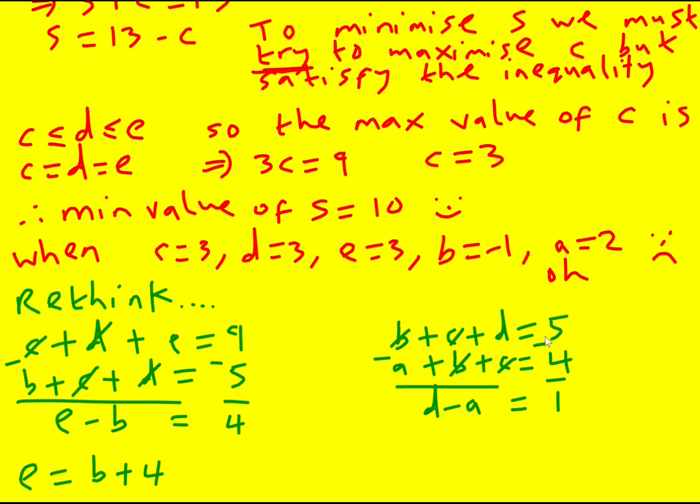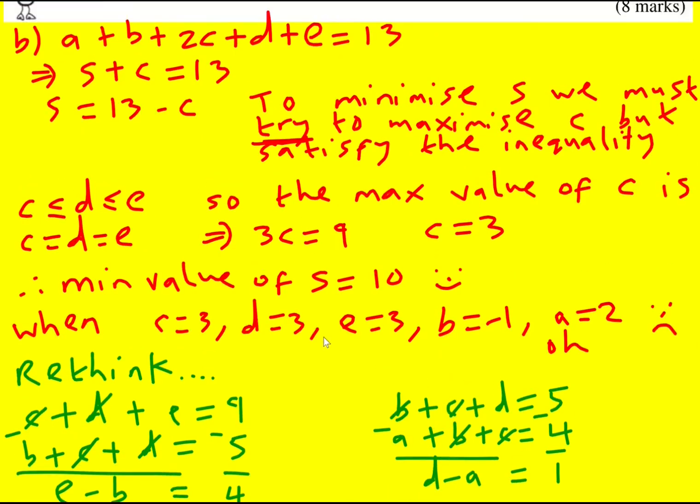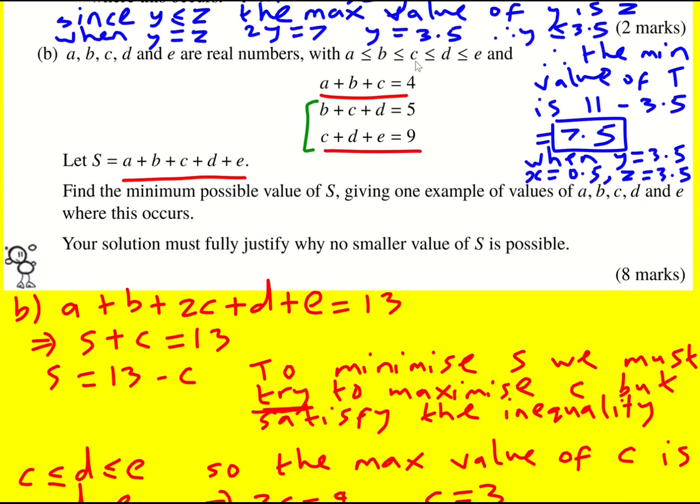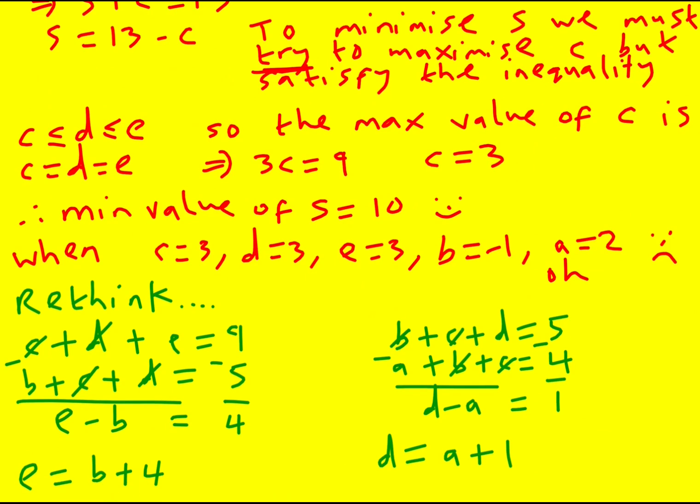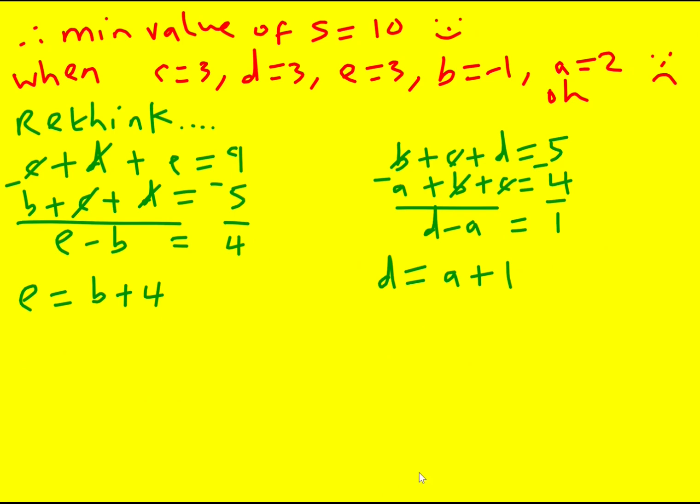Right, now this is interesting. That means that D is actually equal to A plus 1. That is a restriction we have, and it's quite a significant one. E being 4 more than B didn't seem too bad, but actually D is only allowed to be 1 more than A, which tells you, it's the fourth largest, but it's only 1 more than A. All right, brilliant. Let's get back to this inequality.